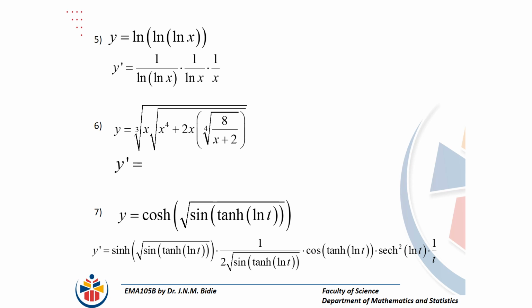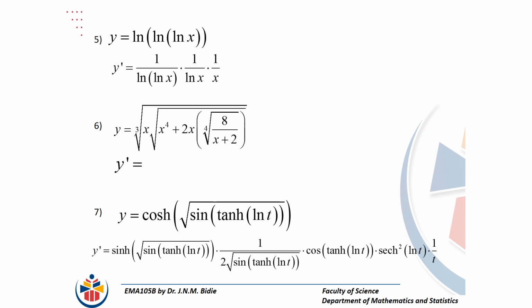And if you are getting number 5, then that means you can do number 6. All right, you can do number 6 on your own. But what I would advise you to do, because now we have a cube root here, is change y to be to the power 1 over 3. So we have x square root of x to the power 4 plus 2x into the 4th root of 8 over x plus 2, all to the power 1 over 3. So try to do this.